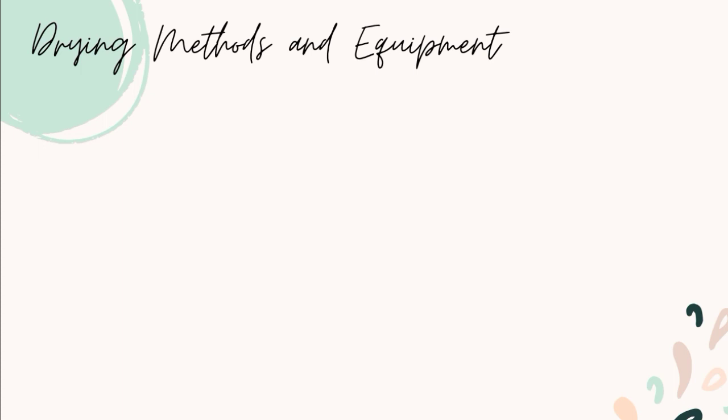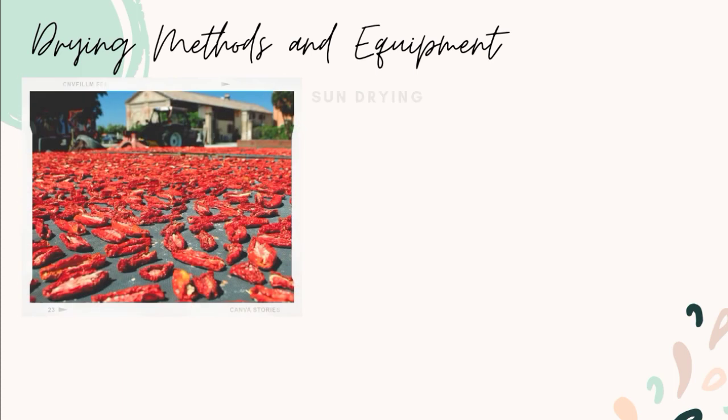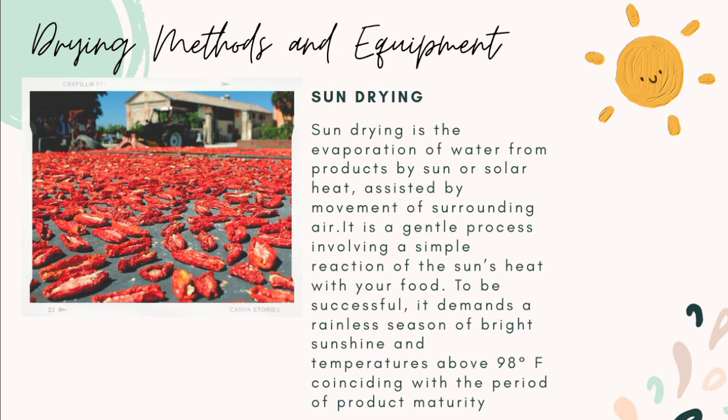So here are some examples of drying methods and equipment. First is sun drying. Sun drying is the evaporation of water from products by sun or solar heat, assisted by movement of surrounding air. It is a gentle process involving a simple reaction of the sun's heat within your food. To be successful, it demands a rainless season of bright sunshine and temperature above 98 degrees Fahrenheit coinciding with the period of the product maturity.